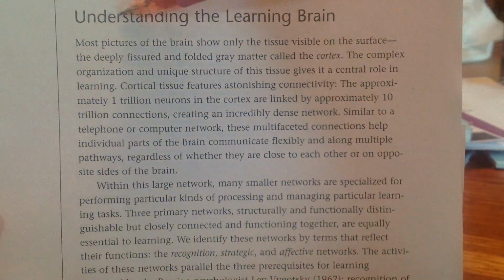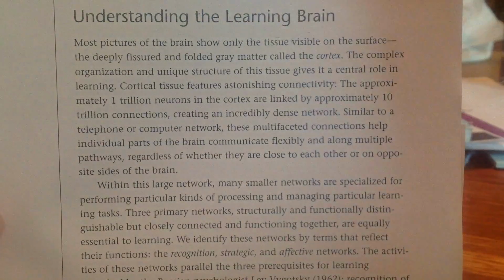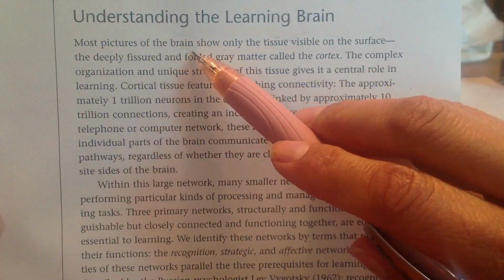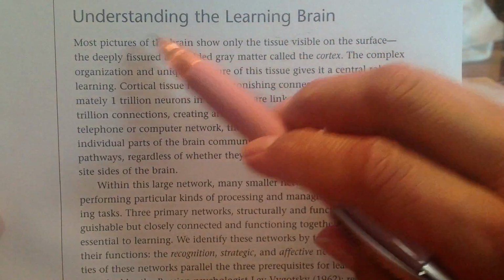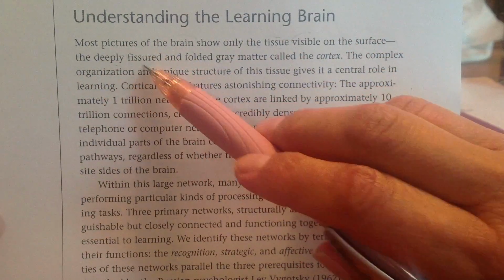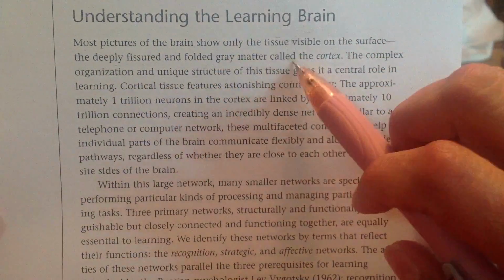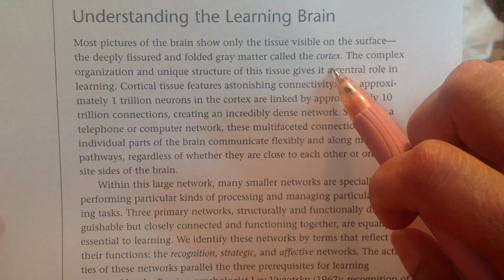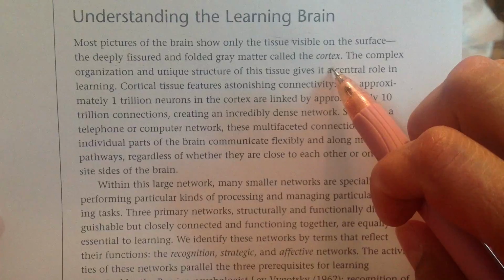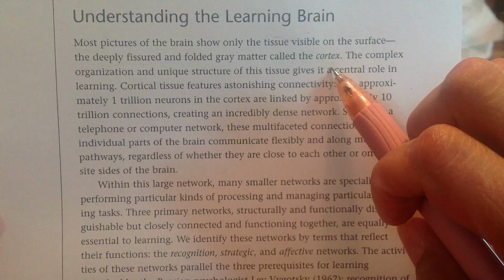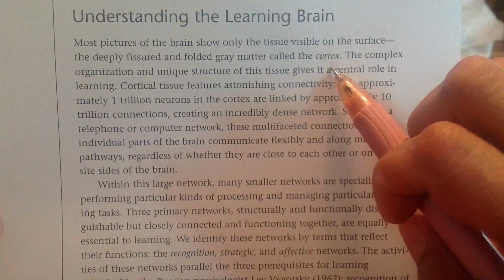All right, so here we go. Today I'm reading about understanding the learning brain. Most pictures of the brain show only the tissue visible on the surface, the deeply fissured and folded gray matter called the cortex. Now I'm going to think, ask, answer, discuss. What did I just read? Now I'm going to answer that question by rereading.